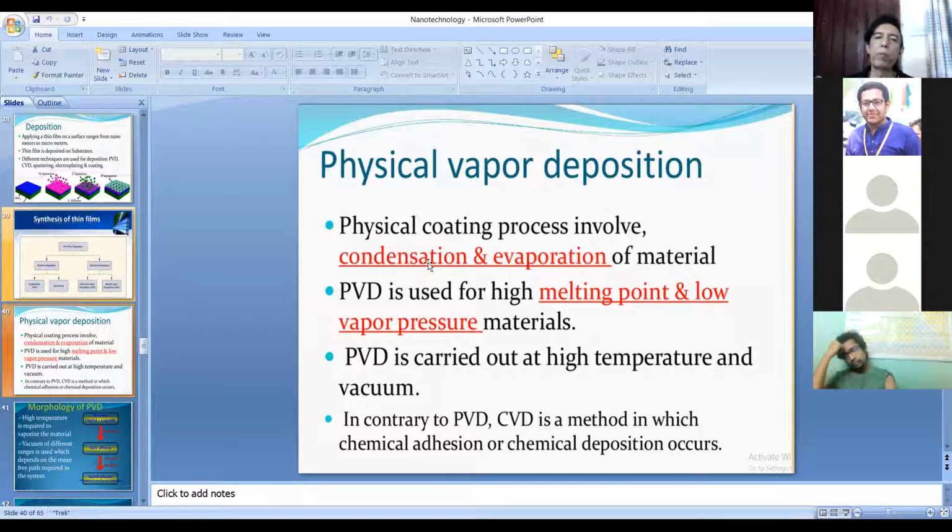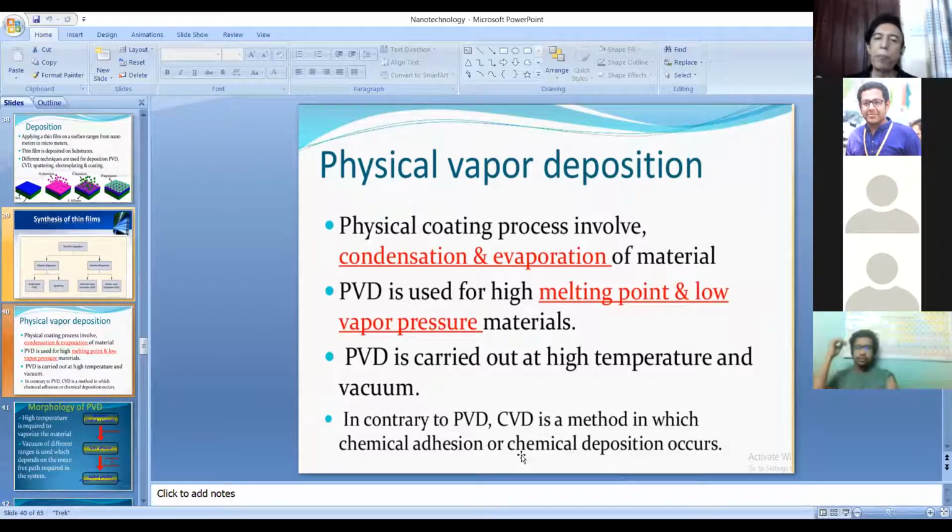Physical coating process involves condensation and evaporation of material. PVD is used for high melting point and low vapor pressure material. PVD is carried out at high temperature and vacuum. Why high temperature? Because high temperature is required to vaporize a solid substance. And why is vacuum required? I will tell it later.